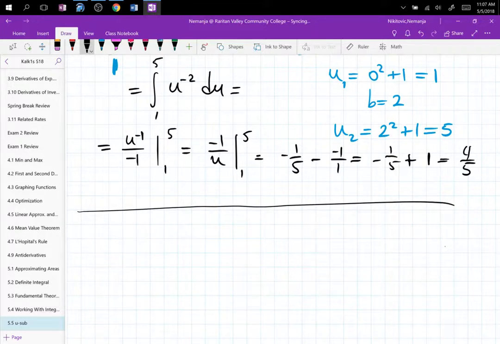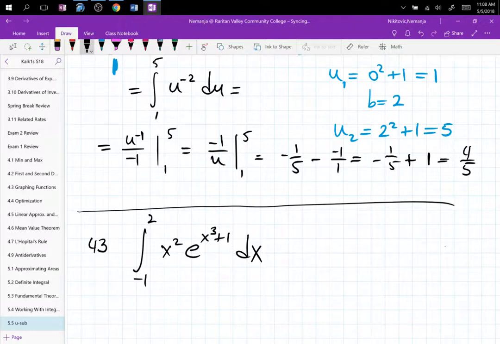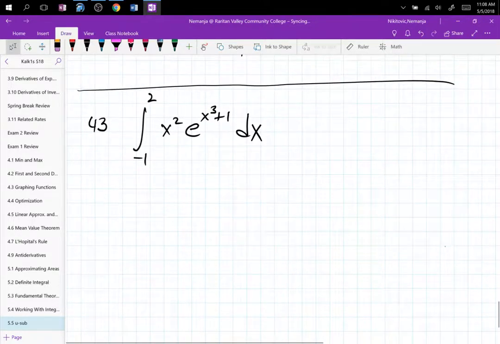Let's have another example. How about 43? I know how much you love exponential functions. It is x squared e to the x cubed plus 1. Limits are from negative 1 to 2.